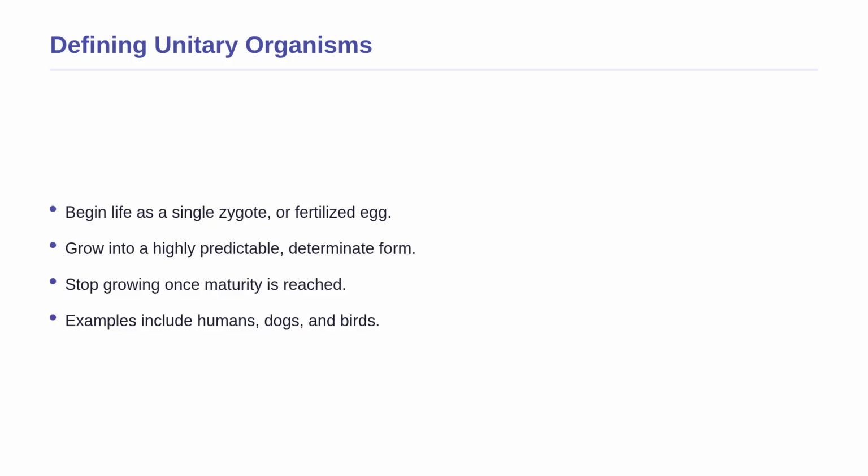Now that we have an intuitive grasp, let us formally define these categories, starting with unitary organisms. In ecology, a unitary organism begins its life as a single zygote, which is simply a fertilized egg. From this single starting point, it grows into a highly predictable, determinate form. For example, a human will always develop 2 arms, 2 legs, and 1 head. More importantly, unitary organisms have a strict limit on their growth. They will eventually stop growing once maturity is reached.